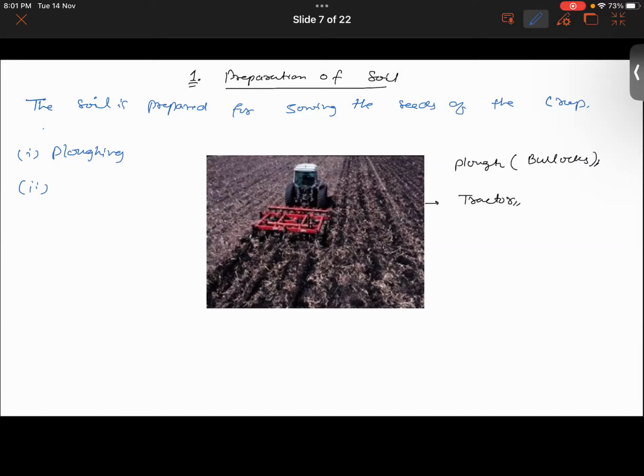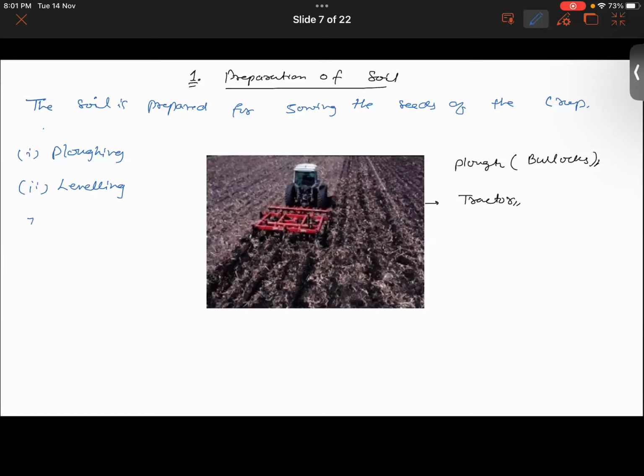No, I have already ploughed the soil. Ploughing we can either do using hoe blocks. Adding seeds. No, no. You guys forgot about leveling. Okay, so leveling has to be done.